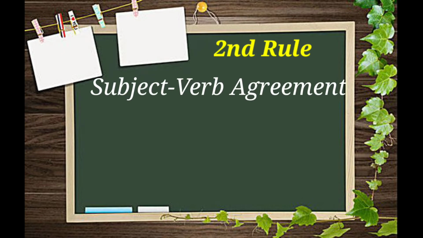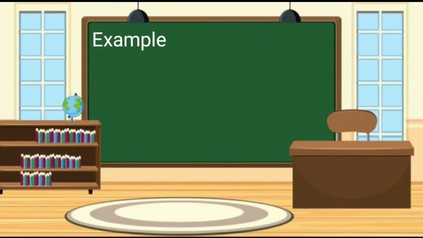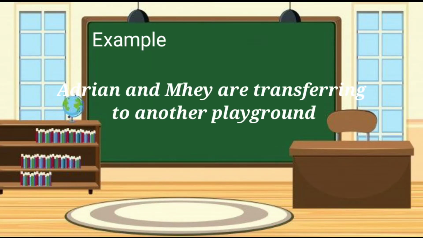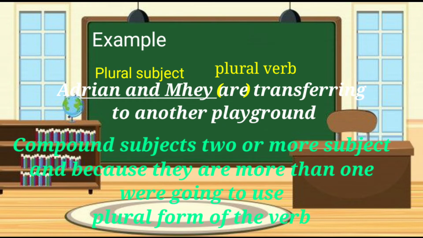Now, let us proceed with the second rule. Compound subjects connected by and use a plural verb. Example, Adrian and May are transferring to another playground. Adrian and May are plural subject and are is a plural verb or linking verb. When we say compound subjects, two or more subjects, and because they are more than one, we're going to use a plural form of the verb.